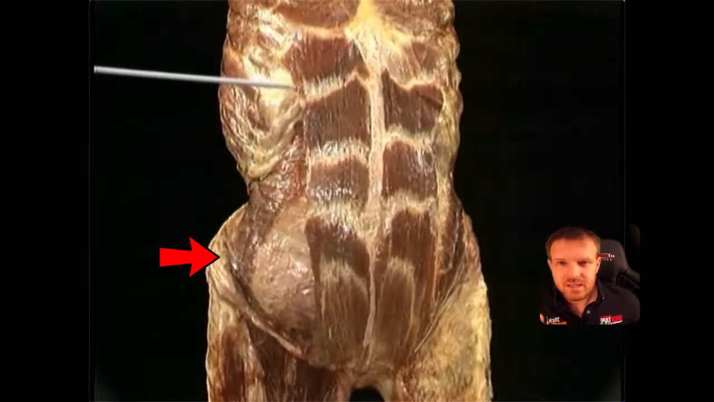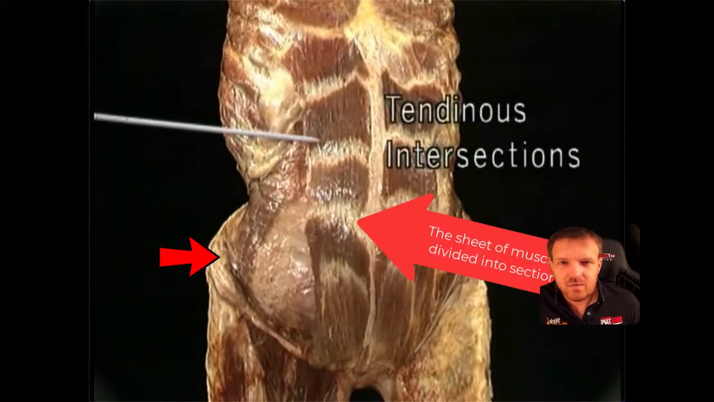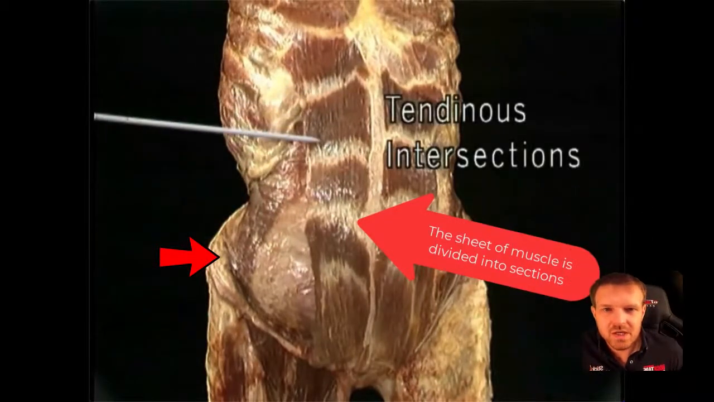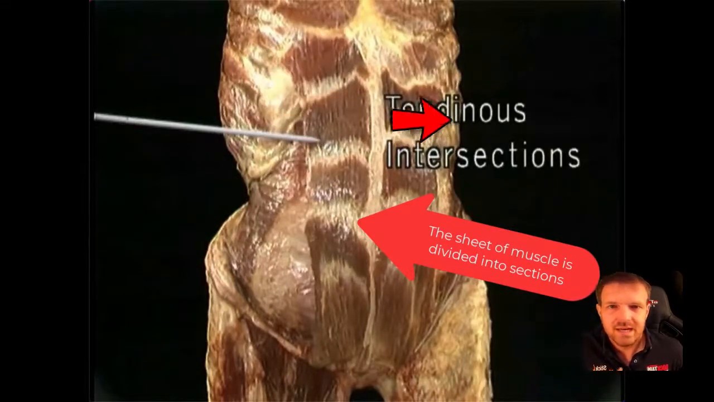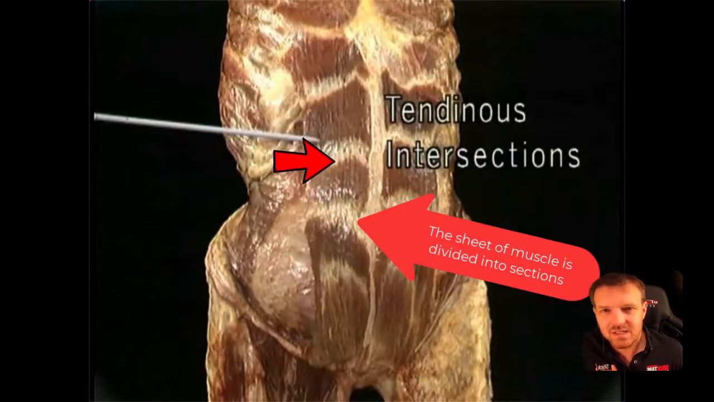And then we're going to have a look at the different layers. So we've got these sheets. A sheet of muscle is divided into these sections, and we just talked about that. So this guy's got a few more on this side. These are tendinous intersections. So these are bits of tendon in between the muscles.